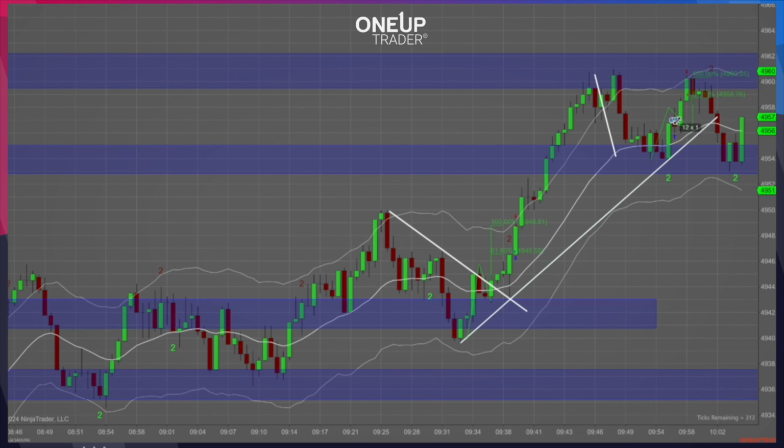So I opted for 1 contract. As far as profit goes, I'm usually looking between 4 to 8 ticks, or 1 to 2 points here in the ES, the mini S&P 500. And I drew a fib extension, which is basically just a projection to give me an idea where price could go.